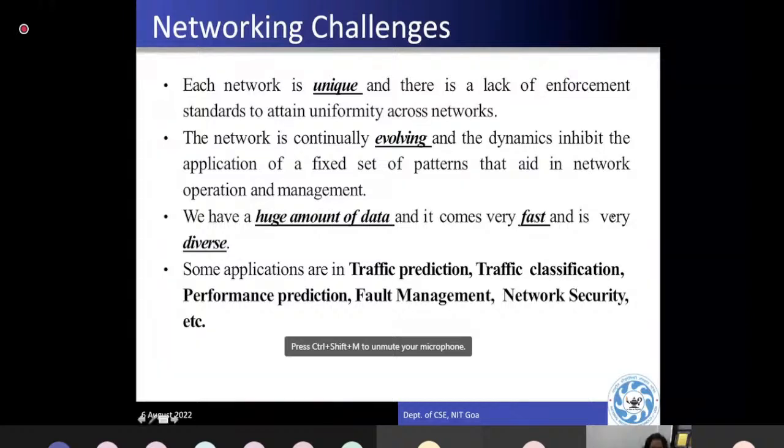The second point is that the network is continuously evolving, and the dynamics inhibit the application of a fixed set of patterns. That means, let's take the example of IoT devices. The whole network design or connectivity of the network dynamically changes. The traffic, 20 years back, the data traffic was almost standard and predictable.